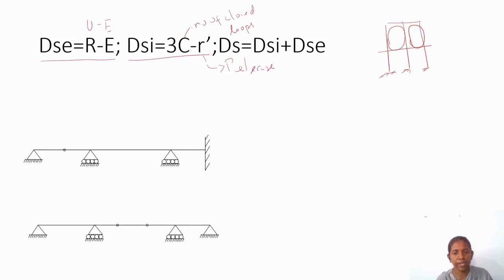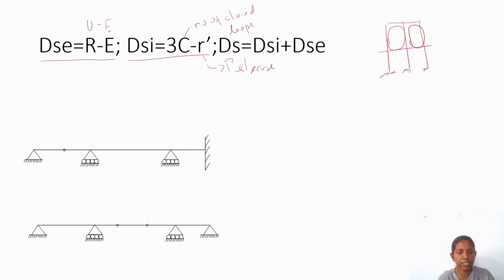In the case of kinematic indeterminacy, I already told that the kinematic indeterminacy is the number of freedoms, the count of the number of releases. In that case, we will add this R dash. Here this R dash is to be deducted because we want only the number of restraints. So 3C minus R dash. So summing up all the internal and external indeterminacy, we get the final static indeterminacy value.